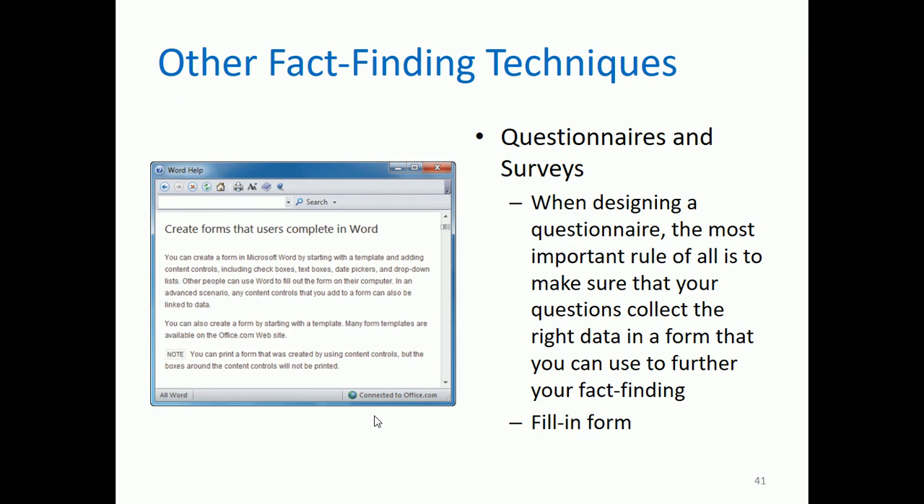Okay, another fact-finding technique is using questionnaires and surveys. When designing a questionnaire, the most important rule of all is to make sure that your questions collect the right data in a form that you can use to further your fact finding. Sometimes, in a very good setting for using questionnaires or surveys, they have this dry run. It's not yet the actual survey. You have this dry run to make sure that the right data is collected.